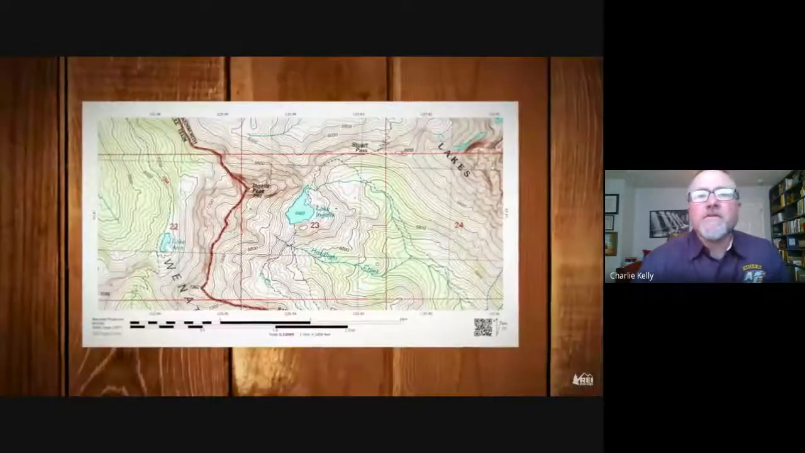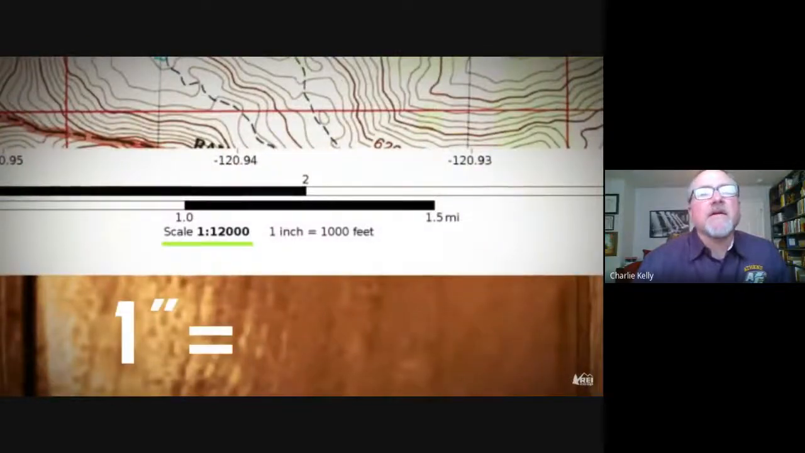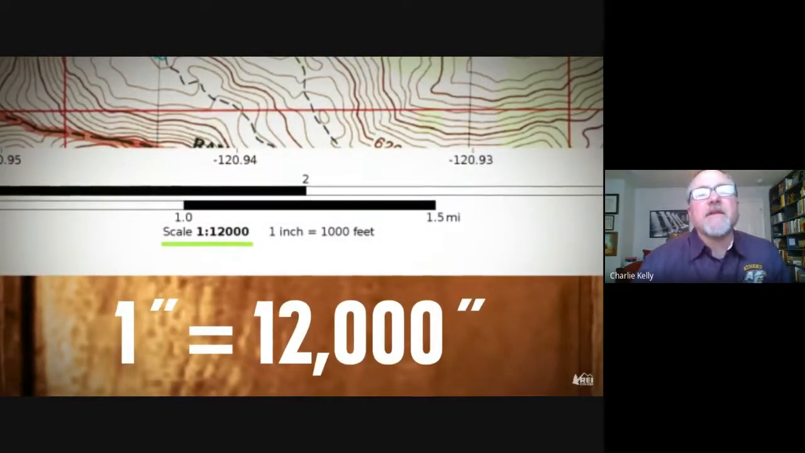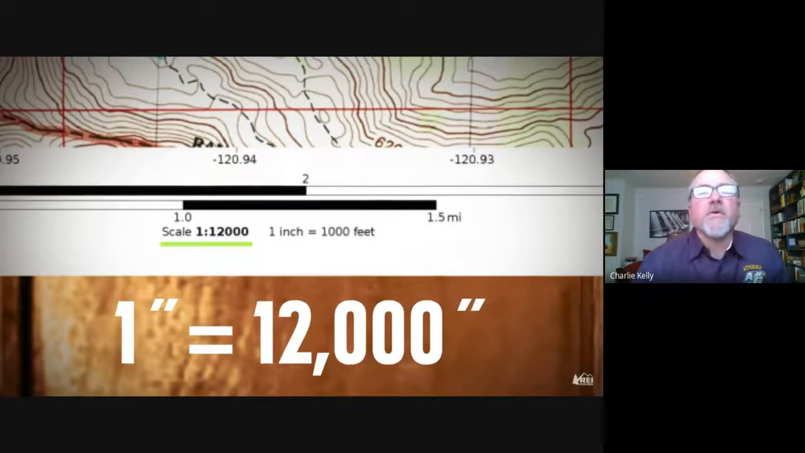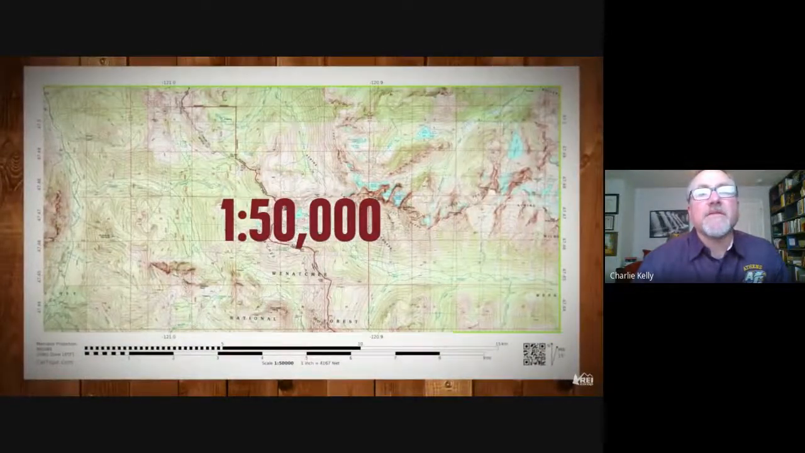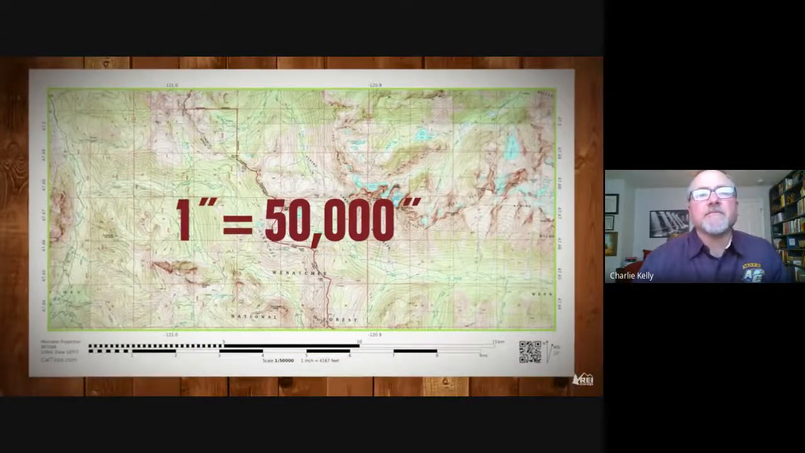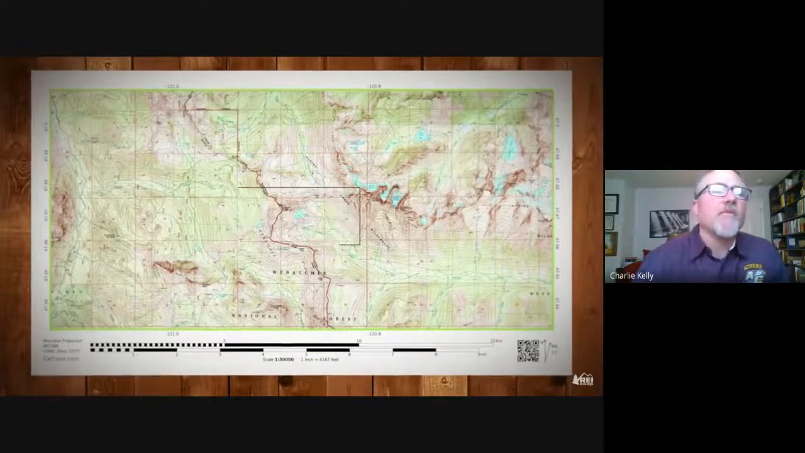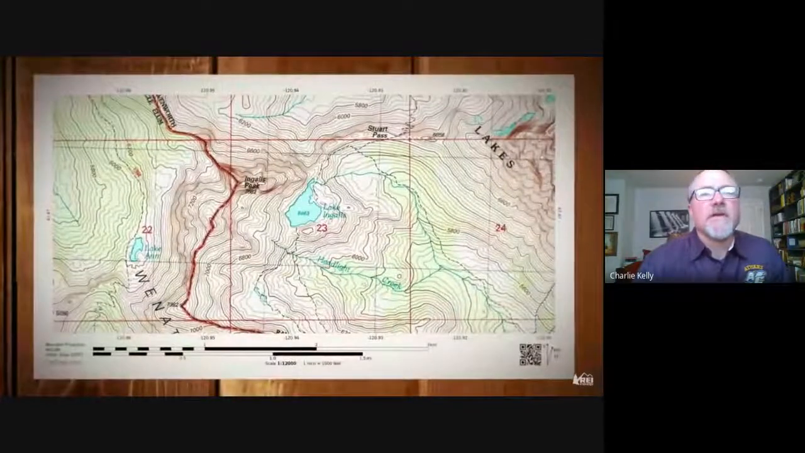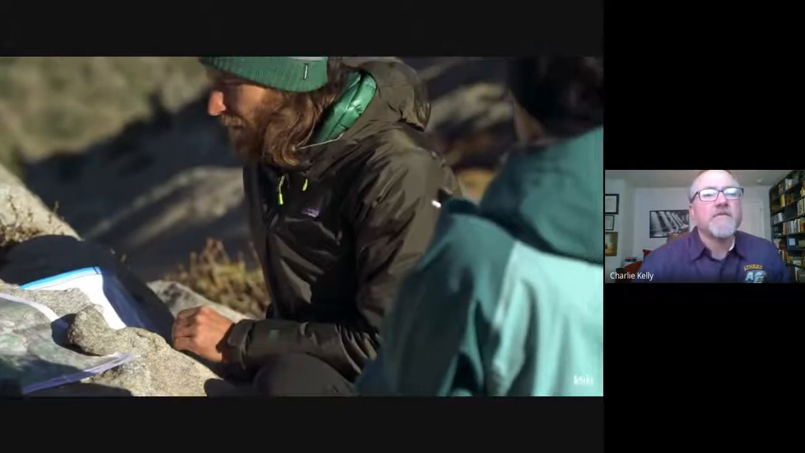Scale refers to the relative distance of the map. For instance, this map is 1 to 12,000. That means that 1 inch on the map represents 12,000 inches in reality. Another map of the same region is 1 to 50,000 and covers a larger area, but in less detail. The important thing is that the map with a smaller scale will show a smaller area, but with more detail.